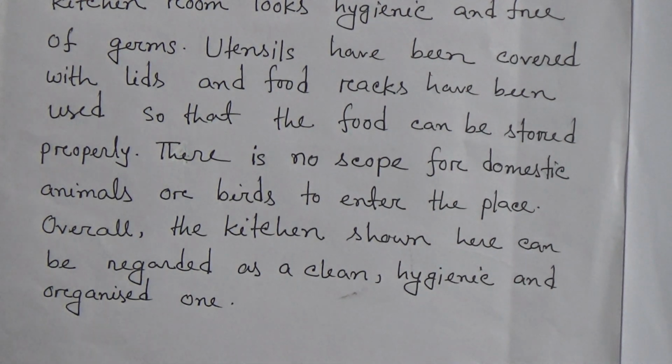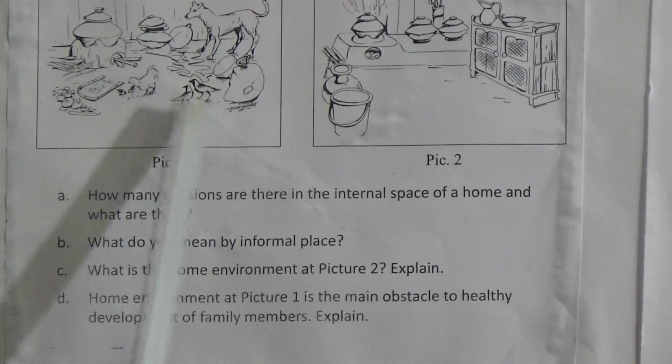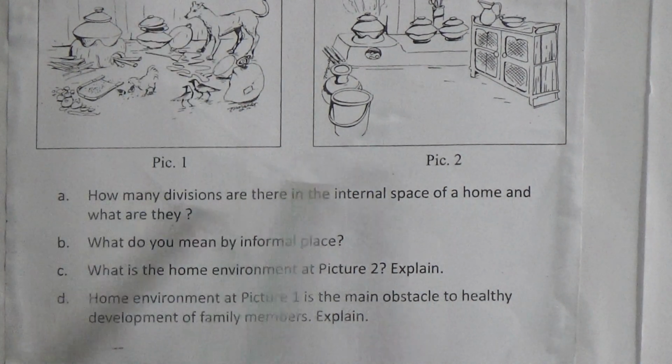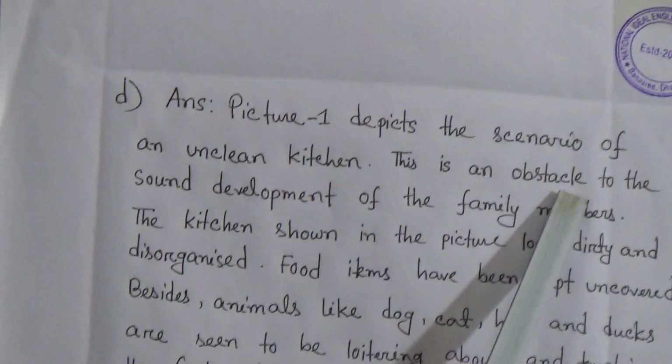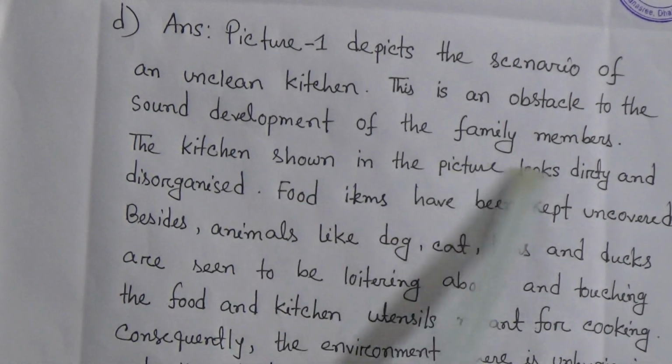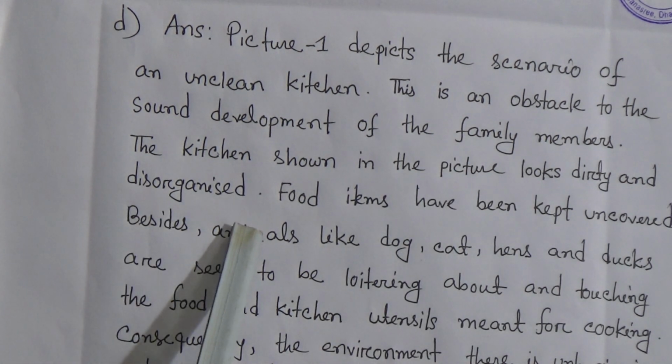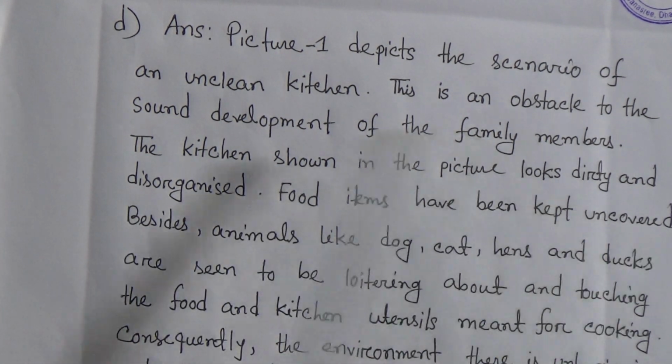Now, question number D, home environment at picture 1 is the main obstacle to healthy development of family members, explain. It is a picture number 1. Now, you have to answer these questions according to the picture number 1. Number D, picture 1 depicts the scenario of an unclean kitchen. This is an obstacle to the sound development of the family members. The kitchen shown in the picture looks dirty and disorganized. Food items have been kept uncovered.